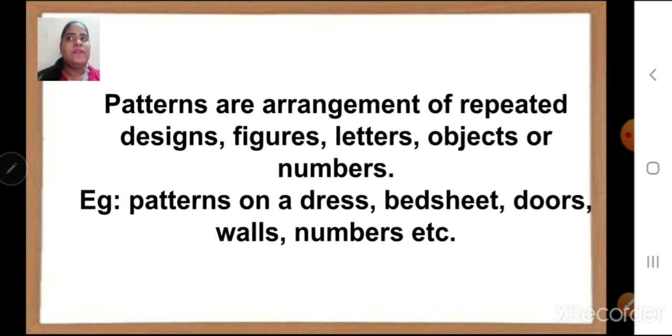Now we have seen patterns everywhere, right? Everywhere around us we can see so many patterns, for example in a sari or the grills of your houses. Now how are these patterns made? These patterns are made with the help of shapes or designs, and they are repeated, correct? For example, patterns on a dress, bed sheets, doors, walls, numbers, etc.